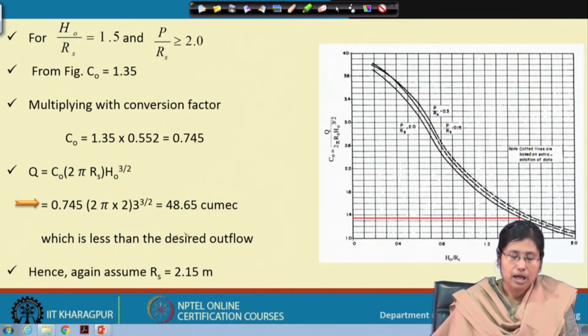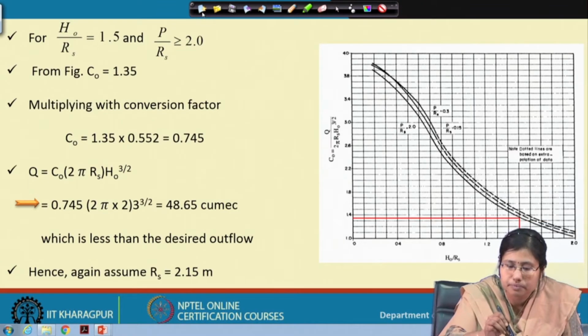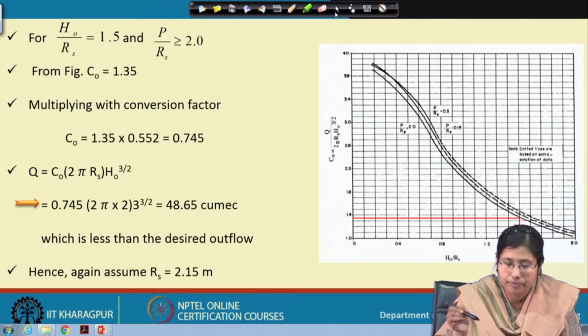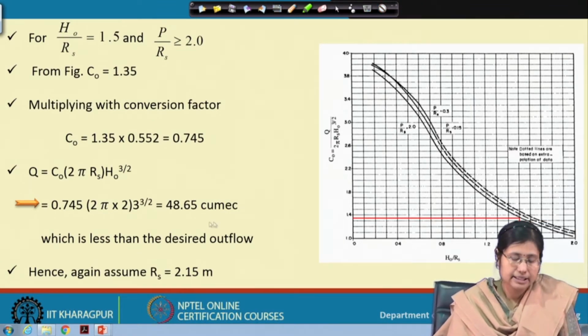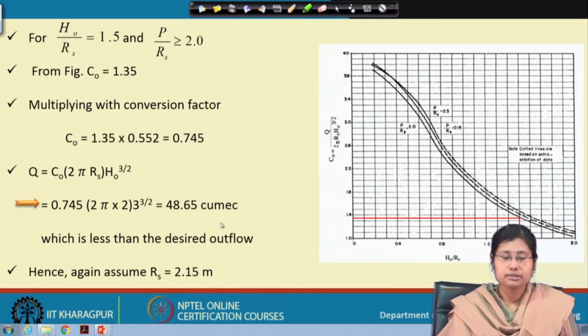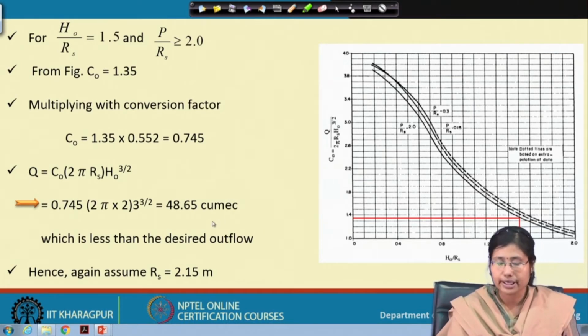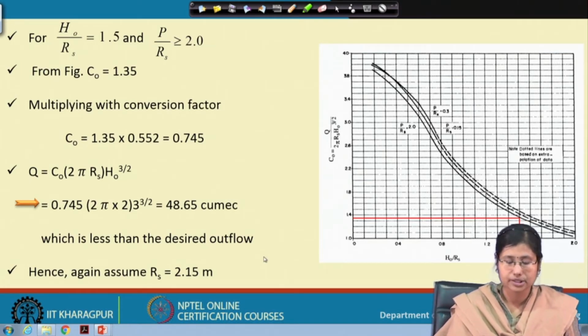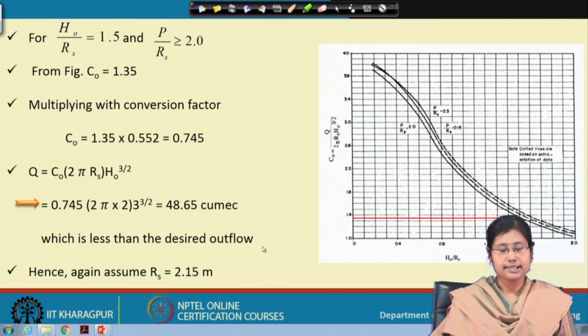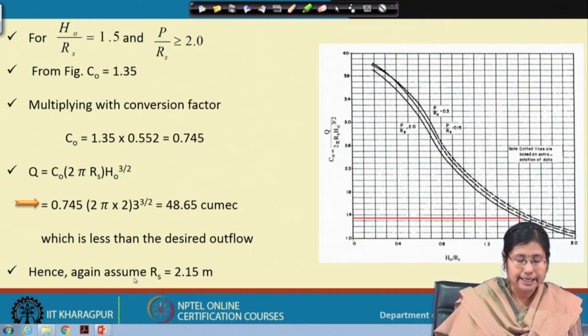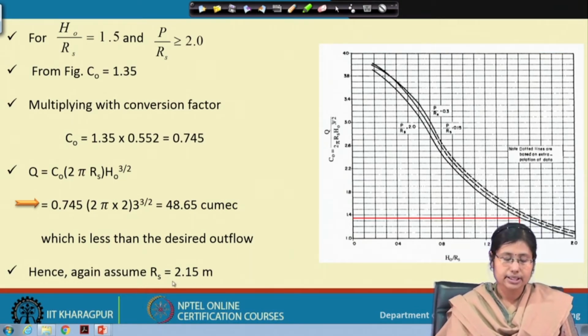Now, our assumed flow is less than the design flow. The design flow is given as 56 cubic, but our calculated is less than this, around 48 cubic. So, this is less than the desired outflow. So, again we assume that the radius of the inlet is 2.15 meter.